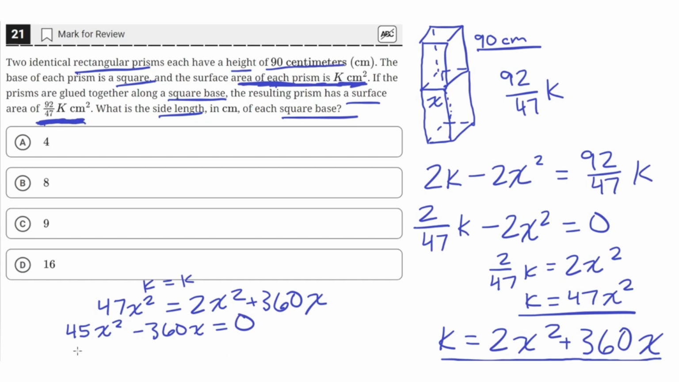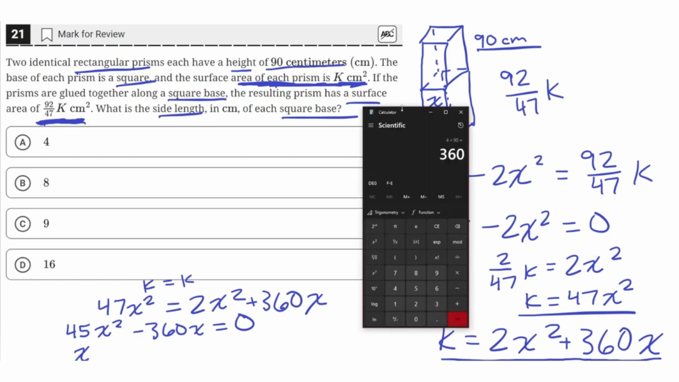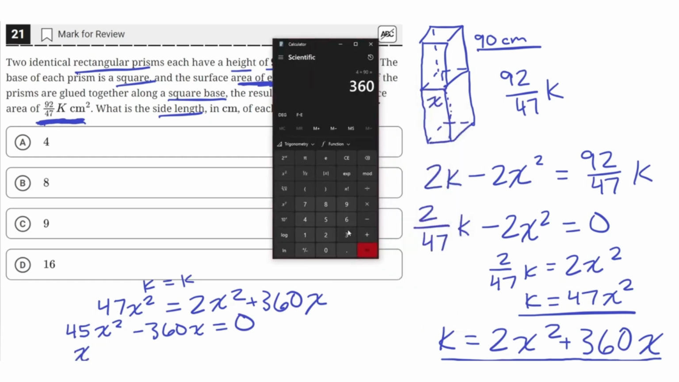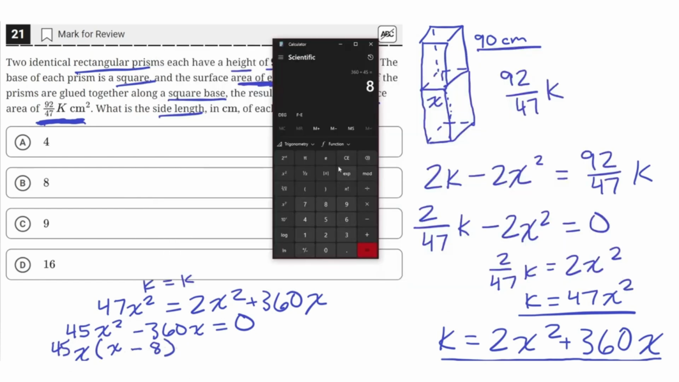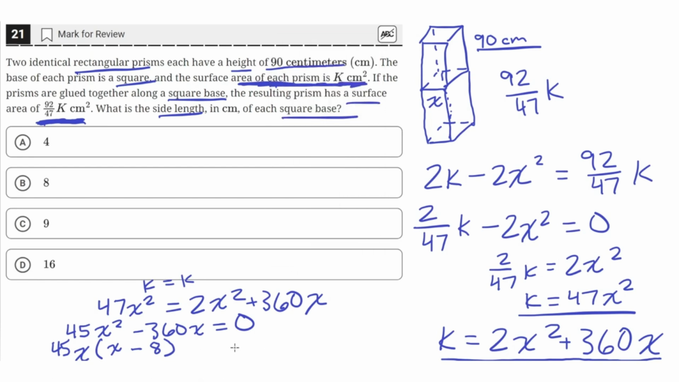From this, we can factor out an x, and let's see if we can factor out a constant as well. Is 360 divisible by 45? It is. So we can also factor out a 45. So then we'll just be left with an x here and then a negative 8 here, because 45 times 8 is just equal to 360. So then this will be equal to 0.